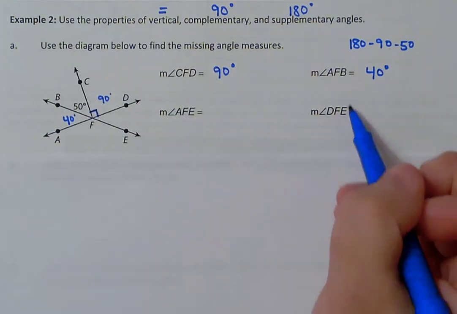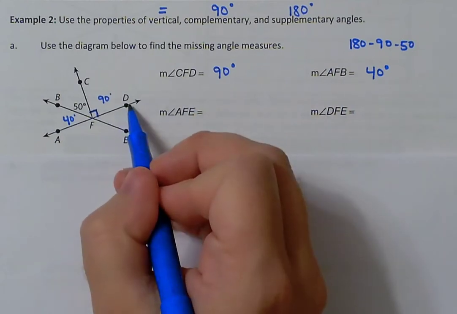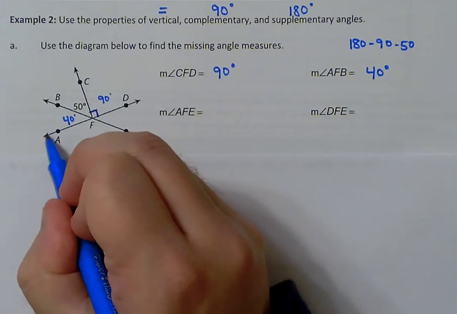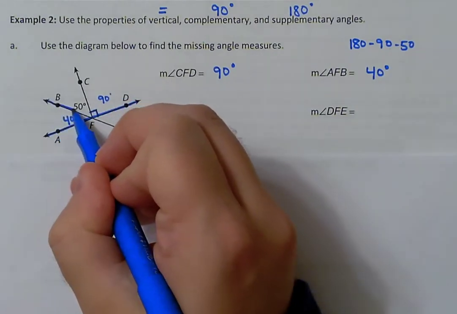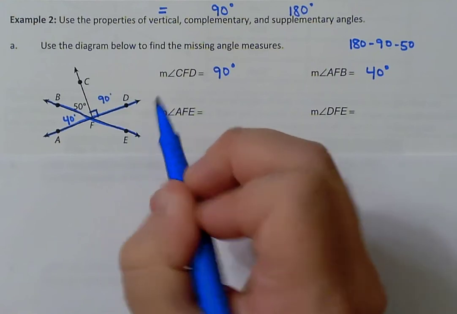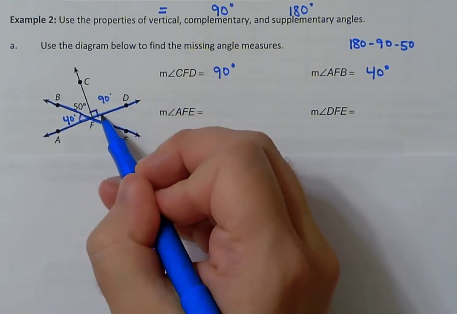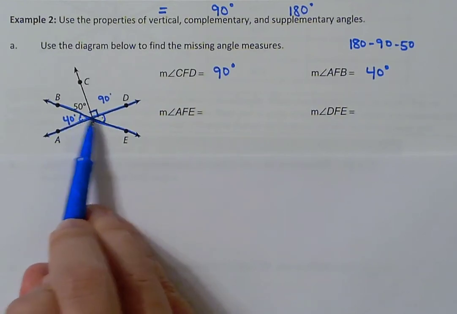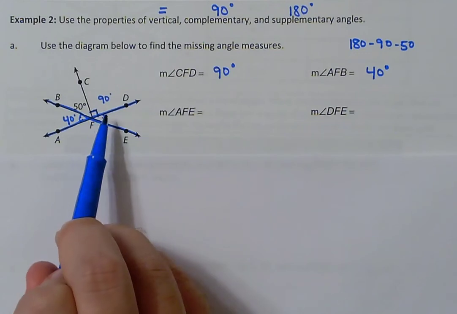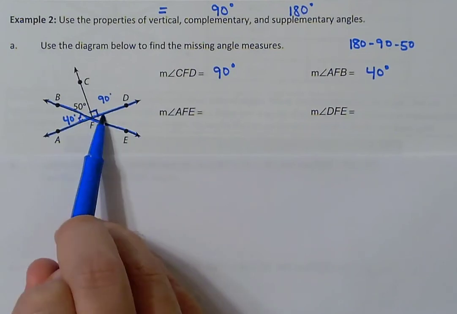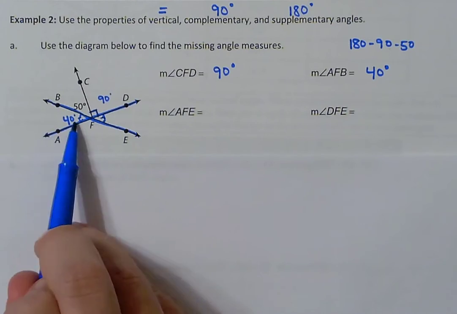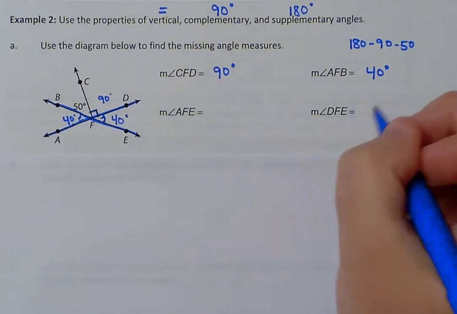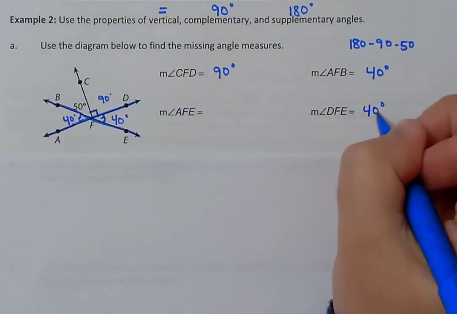Okay, let's take a look at DFE. So DFE is going to be this angle here. And I want you to focus on these two lines right here. AFB and DFE, if I have two straight lines that cross, these are my opposite angles, meaning they're vertical angles, meaning these two angles are equal to each other. So if I know AFB is 40 degrees, it means I know that DFE is also 40 degrees.